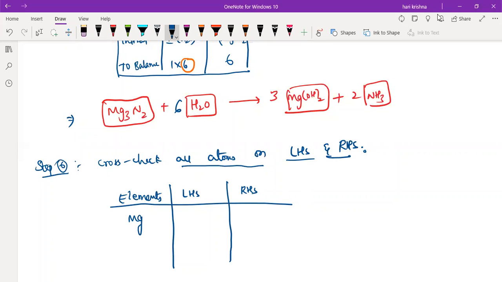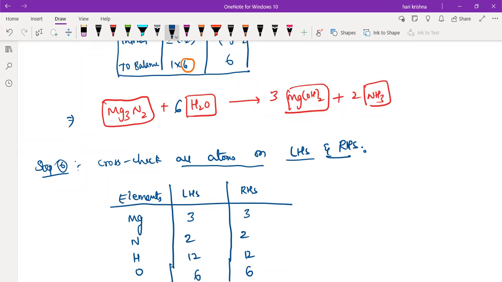So magnesium, how many are there? It's 3 and 3. Next, nitrogens, how many are there? 2 and 2. Next, hydrogens, how many are there? 12 and 12. Next, oxygens. Sorry, 6 and 6.